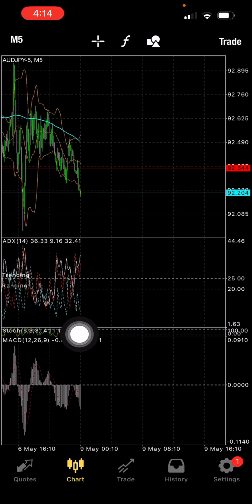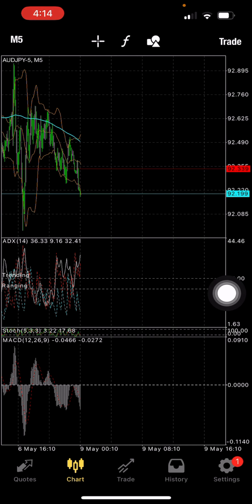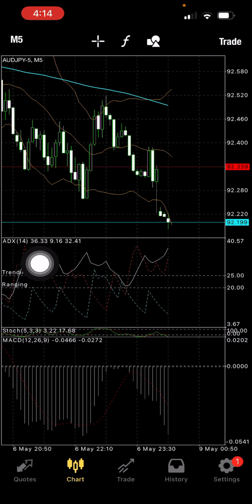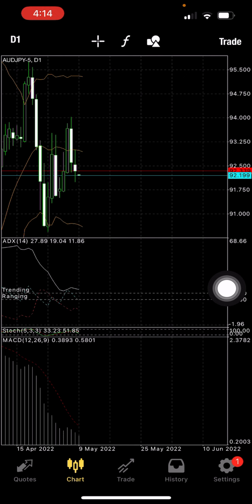The little tiny stochastic one, I'm gonna delete that one because I'm done with it. So here we go. To check the strength of the trend, use the ADX right here. But this one is based off of the daily, so I'm gonna change mine to daily. And it looks like it's still showing a strong trend direction. The higher it is, the stronger the trend.